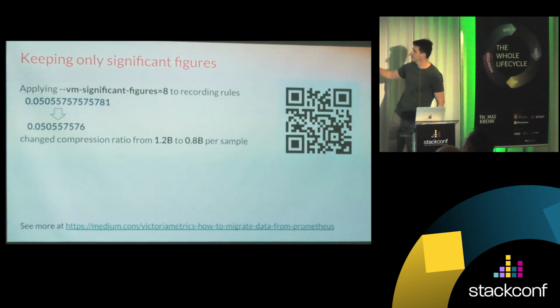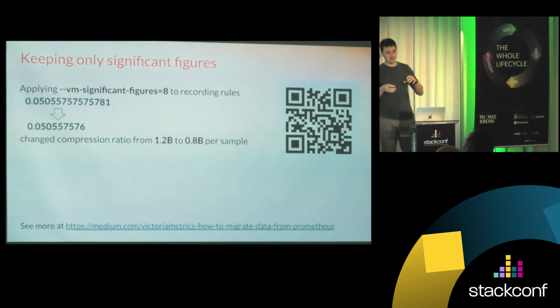If you want more, check this article below or by QR code. I did an experiment migrating data from Prometheus to VictoriaMetrics and applying various tricks to improve compression.